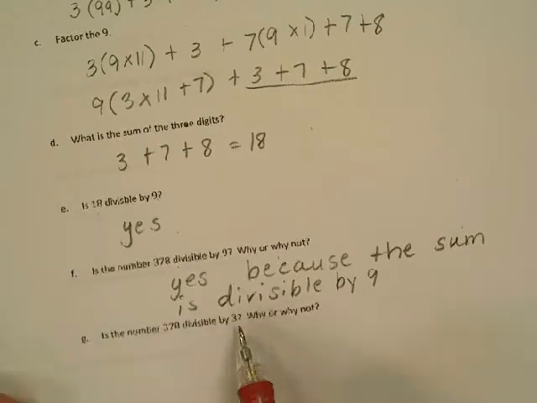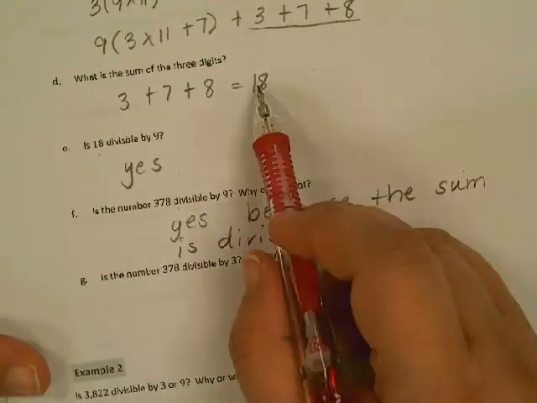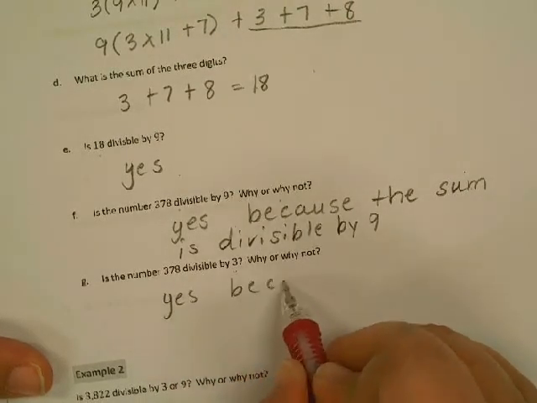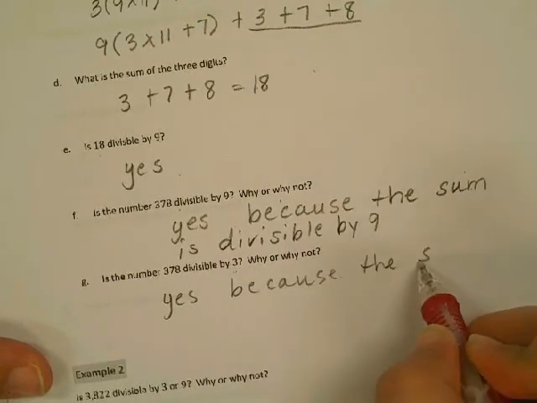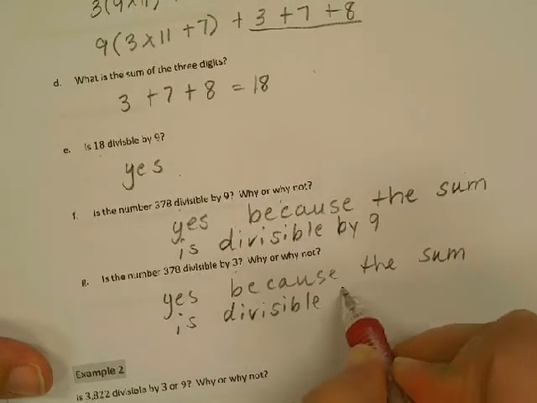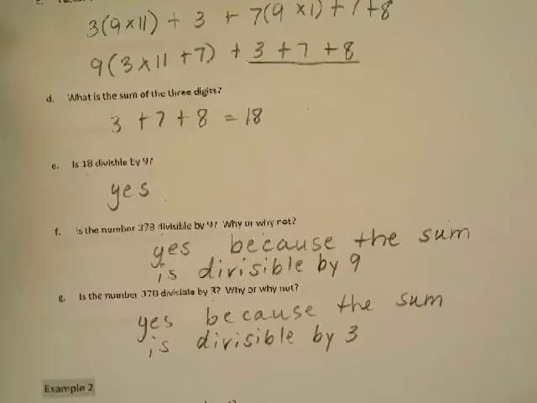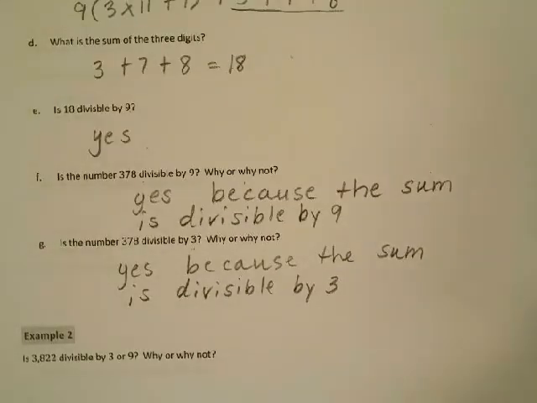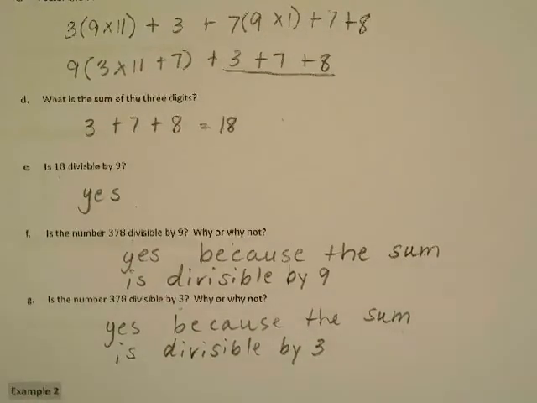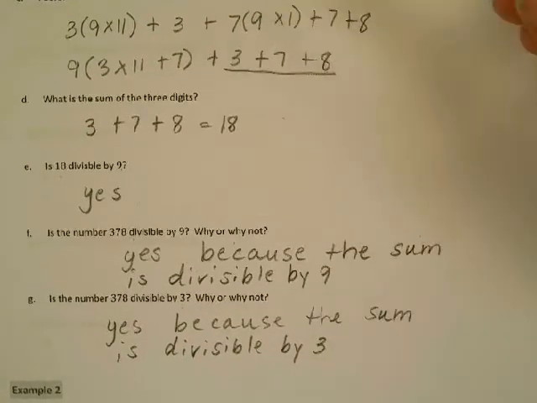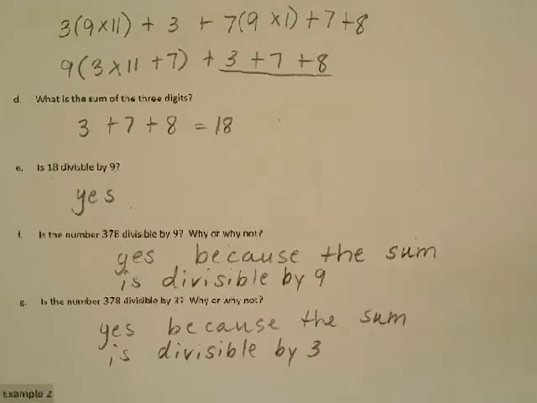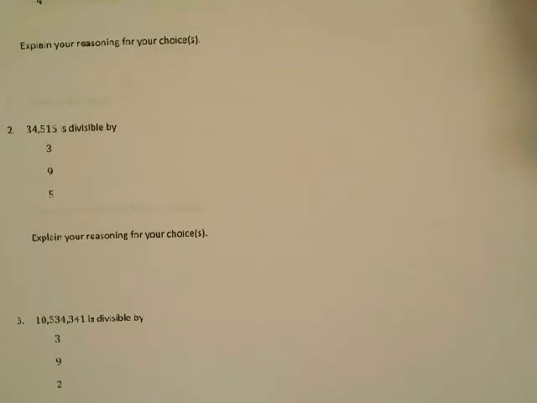Is it divisible by 3? Is 18 divisible by 3? Yes, because the sum is divisible by 3. And that example just proves to you why the divisibility rule of 3 and 9 work. You are not ever going to have to prove that again. We just walked through that to show you how that works. You are not going to do example 2.